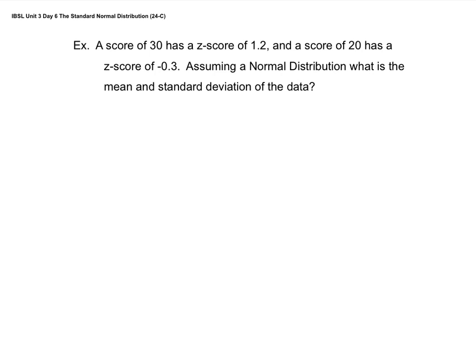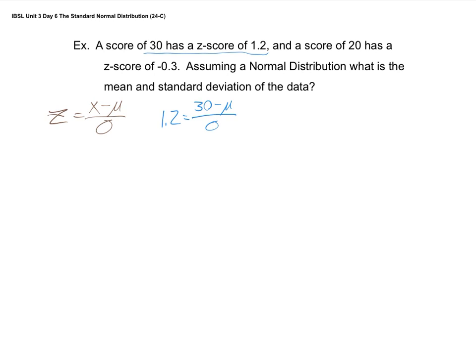So there's a couple of ways that we can figure this out, but probably the most direct, the simplest way, is to think about our formula. z equals x minus mu over sigma. Using our first bit of information, a score of 30 has a z-score of 1.2. How could I write an equation to represent that? 1.2 equals 30 minus mu over sigma.